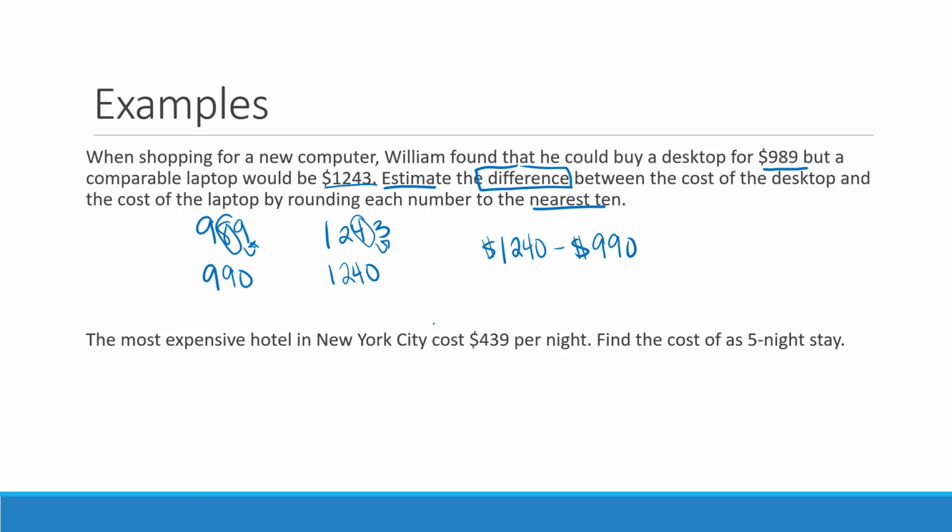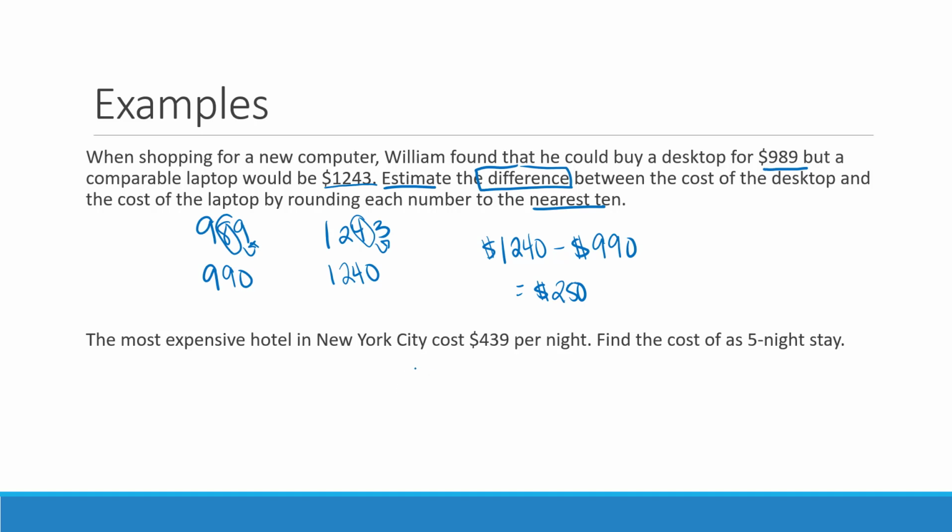Now, it pains me as a math instructor to say, but you can use a calculator on all assignments in Ed Ready. So if you're using your calculator here, 1,240 minus 990 is going to give you $250, which is going to be the estimated difference between the two.